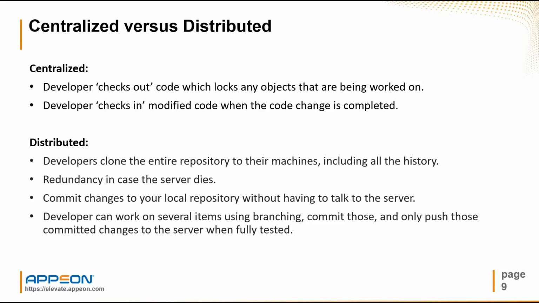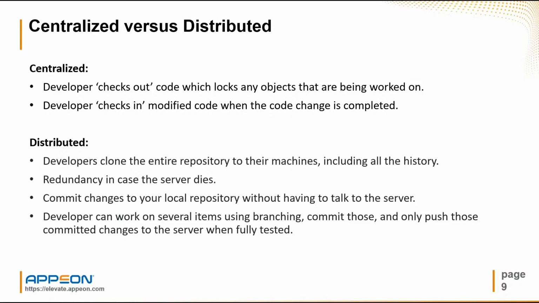Distributed, developers clone the entire repository to their machines, including all the history. Redundancy exists in case the server dies. So you've got that backup, your local repository is there, and so if you lose access to the server, or something happens to it, then you've got all your code, and you've got basically a snapshot.